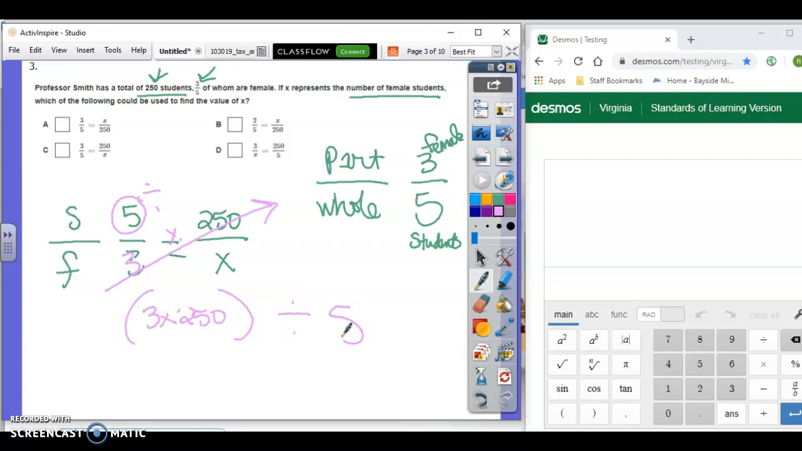So this first proportion has 3 times 250 divided by 5, and that's exactly what we were looking for. But we can check the others. 5 times 250, nope. 2 times 250, nope. 3 times 5, absolutely not. So in this problem, the answer was A.